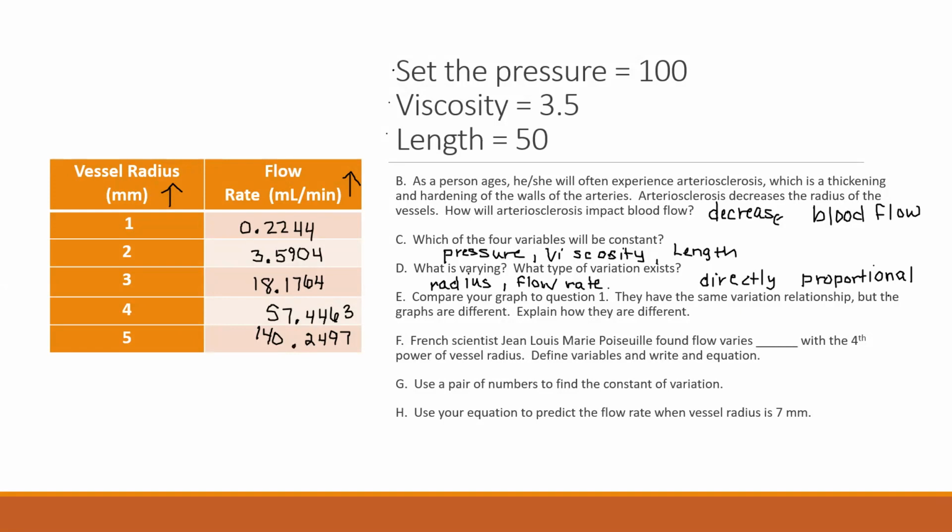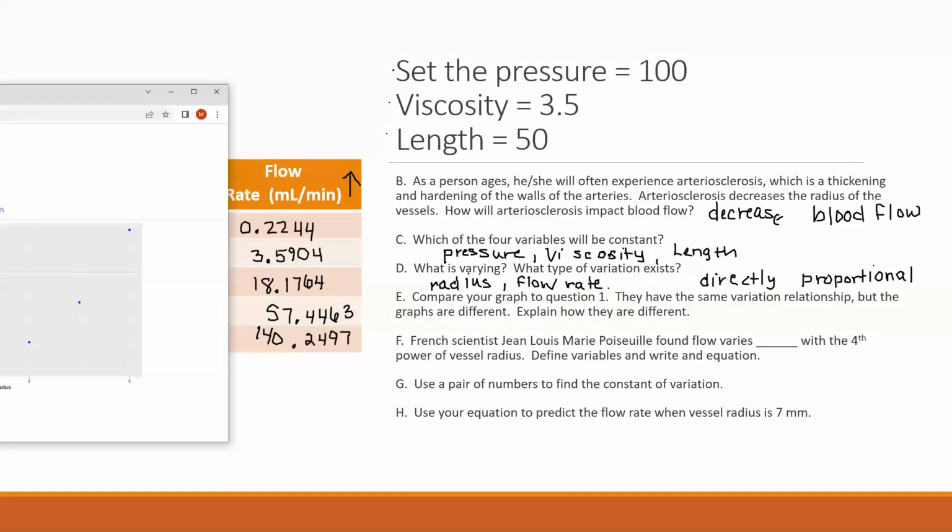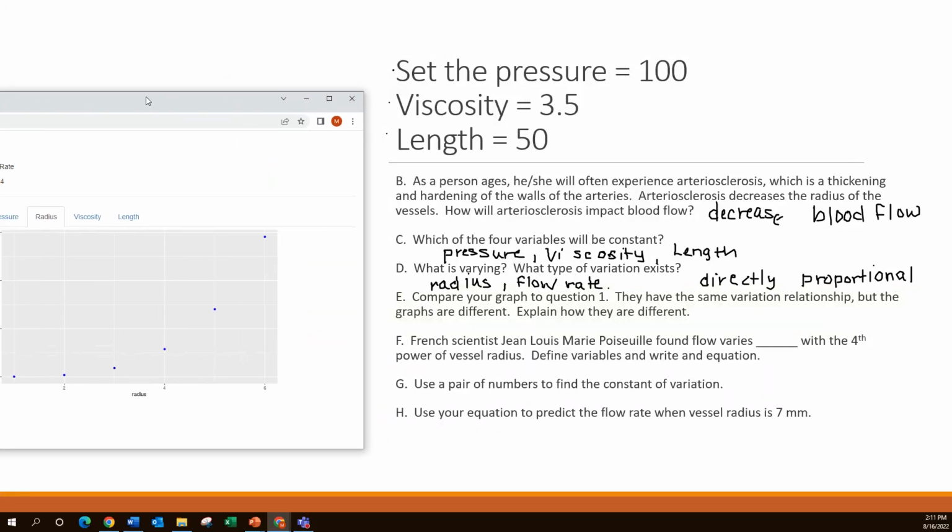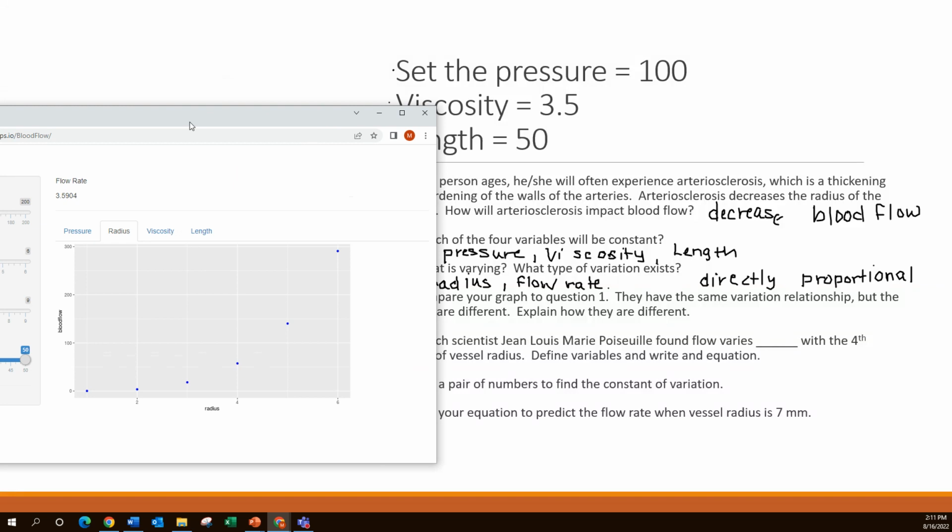So now it asks me to compare my graph to that in question 1. They have the same variation relationship but different graphs. Explain how they are different. So I am going to bring my app back here so that we can look at this, even though we did talk about it right at the very beginning of the video.